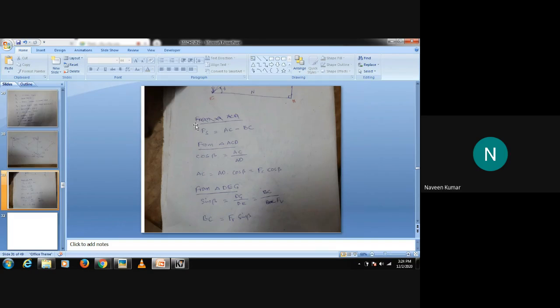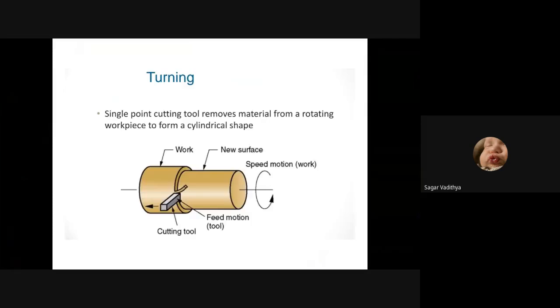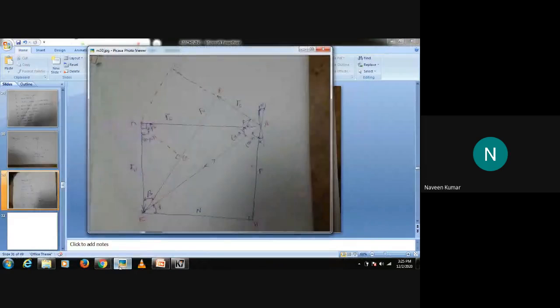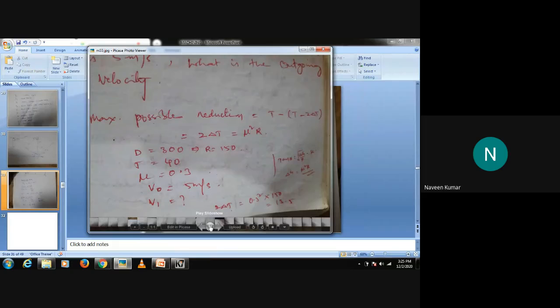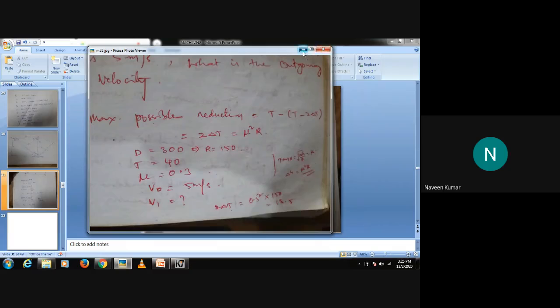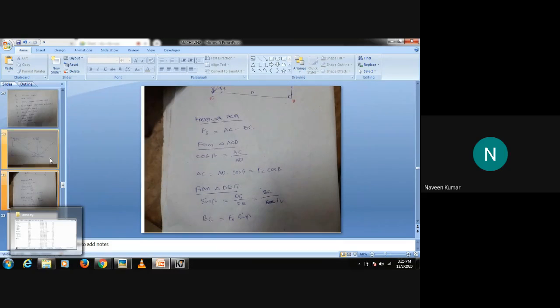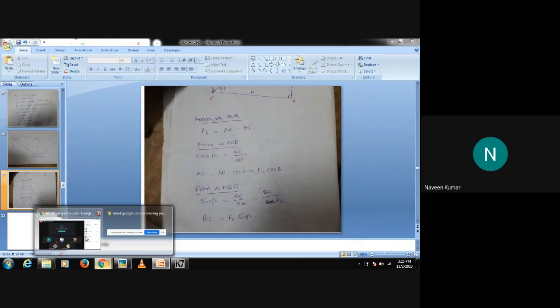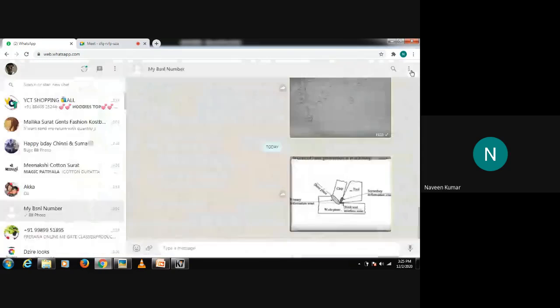Now Fs can be written as AC minus BC, that is Fc cos beta minus Fv sin beta. Yes, sir. Now Fs is equal to Fc cos beta minus Fv sin beta.